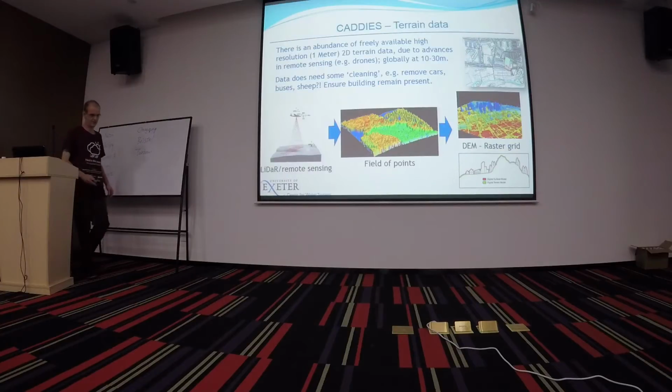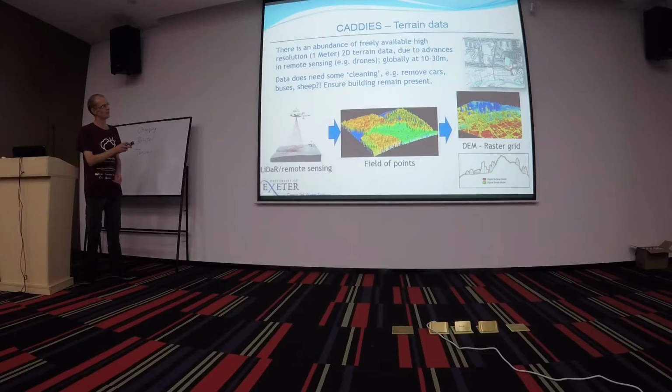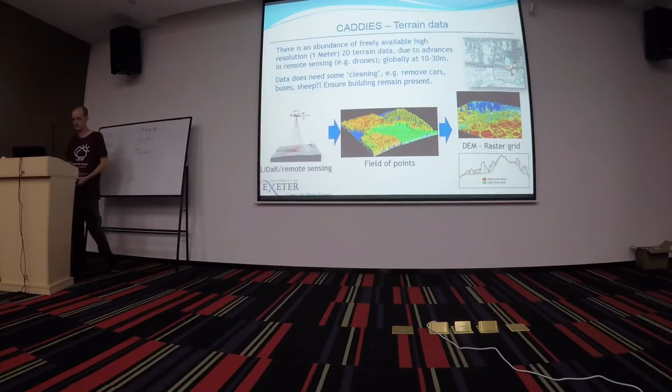Moving on to, as I say, the key part of this, which is the terrain data. Now in the UK, we do have an abundance of high resolution 1 meter data. This is mainly due to advances in drones and technology like this. Globally, there is 10 to 30 meter data available from satellites. But effectively, we need some sort of lidar system to fly over the terrain, zap some lasers down and determine the height from its position. From this, we can then get a field of points.